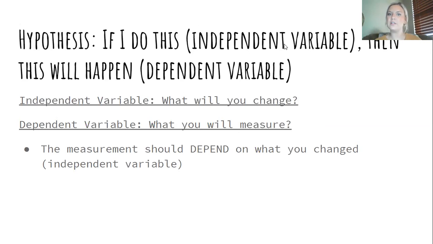Okay, so if I do this, we're going to be going over the independent variable and the dependent variable later on. But if I do something that can change, then this will happen. So in the independent variable, what will you change? If you have bad grades, maybe you will start doing your work and the result of that will be getting an A. That will be your dependent variable. What will you measure? The measurement should depend on what you change, and that's the independent variable. So you're going to be changing the independent variable to receive your answer.